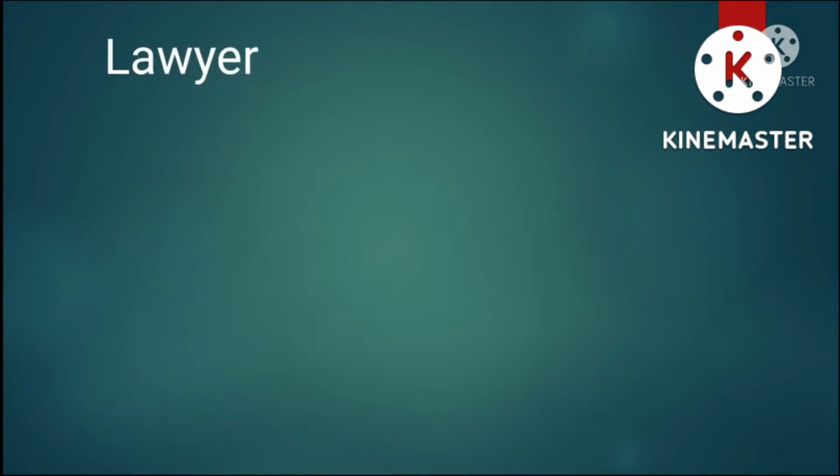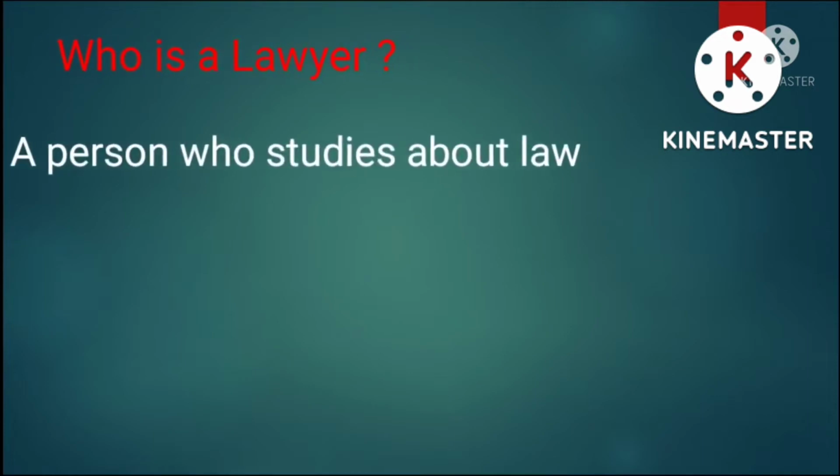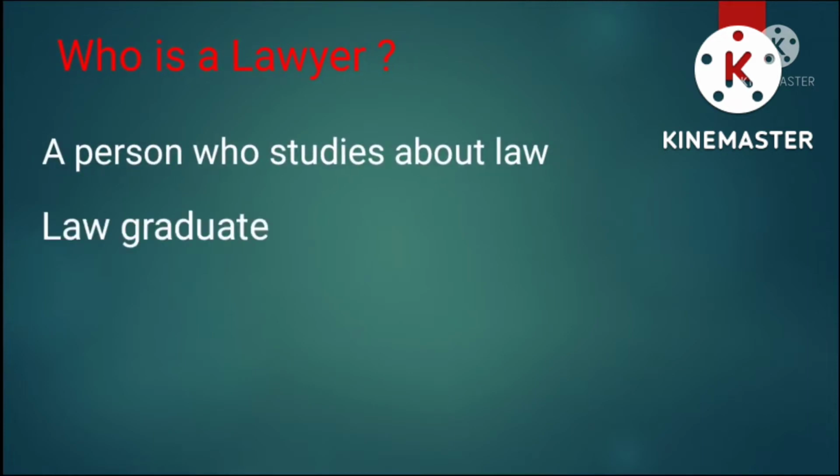So the first two terms are lawyer and barrister. First we will talk about lawyer, then about the barrister. So the question is, who is a lawyer? A person who studies law is a lawyer. That means a lawyer is a person who has a law degree or who is a law graduate. Whether he has a 3-year LLB degree or a 5-year LLB degree, he is a lawyer.